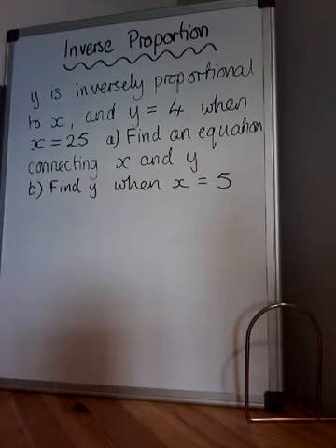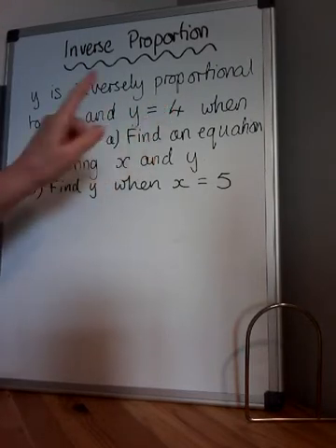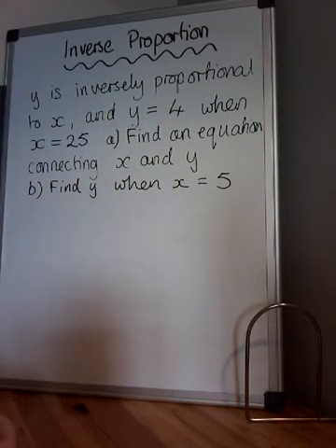Okay, here is a second example. So this time y is inversely proportional to x, as before, and y is equal to 4 when x is 25. We've got two parts to this question. A, we've got to find an equation connecting x and y, and B, we need to find y when x is 5. So you did some a bit like this on the other sheet that you had to do.